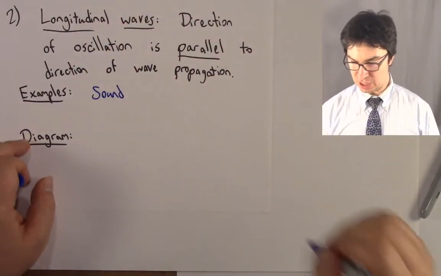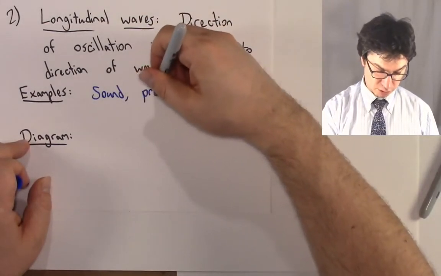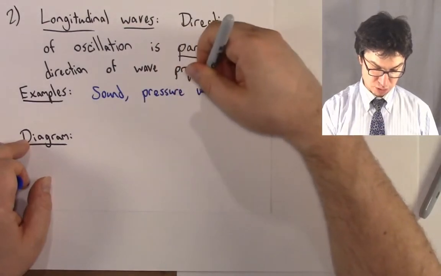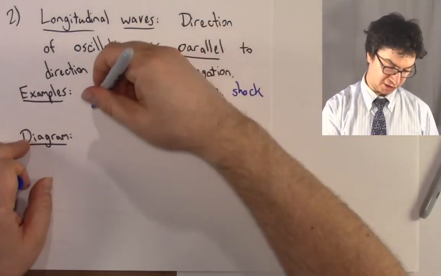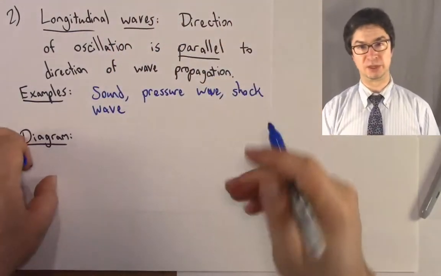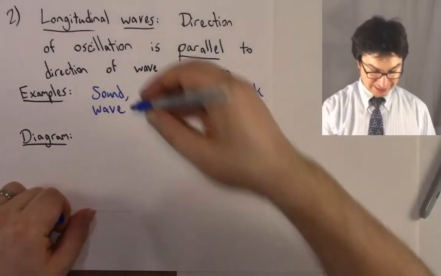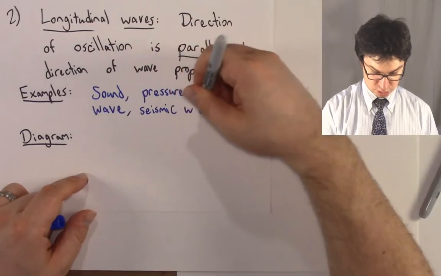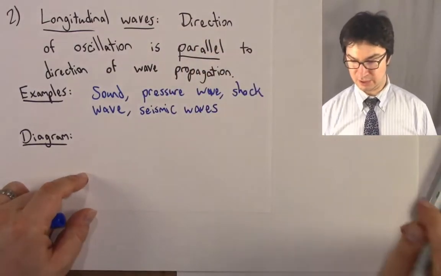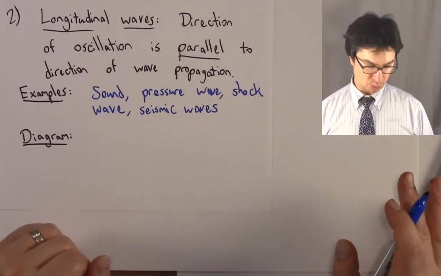And in addition to sound, we can say any kind of pressure wave, like a shock wave. If there's an explosion, there would be a shock wave propagating outward. That's a pressure wave. That's a longitudinal wave. Seismic waves can also be longitudinal waves. And the way that we try to diagram this is a little bit more tricky.